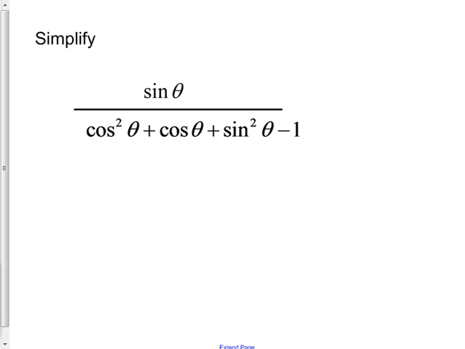All right. This one is just simplify. Try simplifying that one.